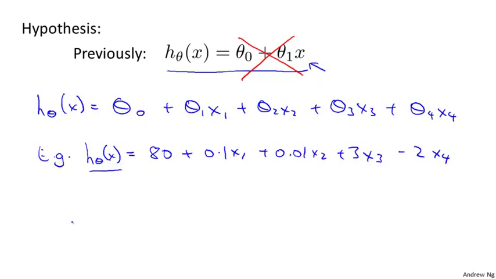This is saying that the base price of a house is maybe 80,000, plus another 0.1, so that's an extra $100 per square foot. Plus the price goes up a little bit for each additional floor that the house has, so x2 was the number of floors. And it goes up further for each additional bedroom the house has, because x3 was the number of bedrooms, and the price goes down a little bit with each additional year of the age of the house.